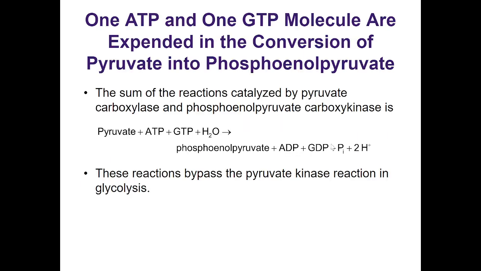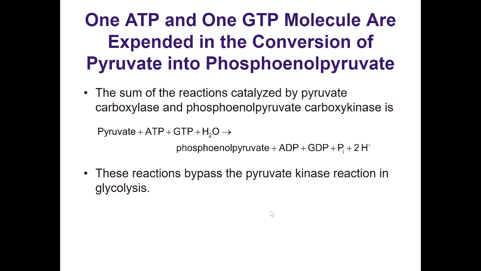So the sum of your reactions that will be catalyzed by the pyruvate carboxylase and the phosphoenol pyruvate carboxykinase is this right here. This is your overall sum of reaction. And it's pyruvate plus ATP plus GTP plus H2O gives us phosphoenol pyruvate plus ADP plus GDP plus a free phosphate, the orthophosphate, plus 2 H pluses.